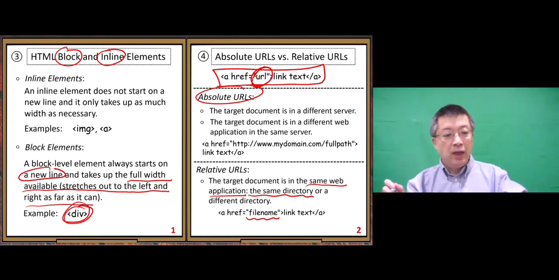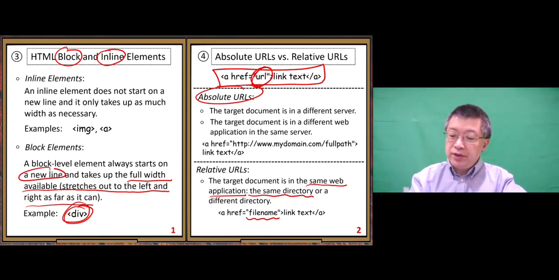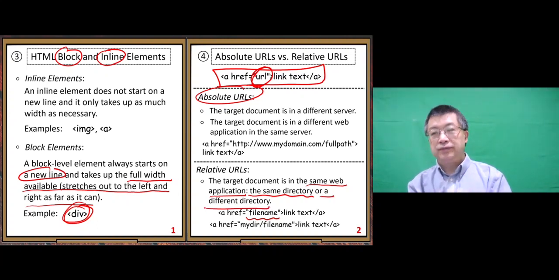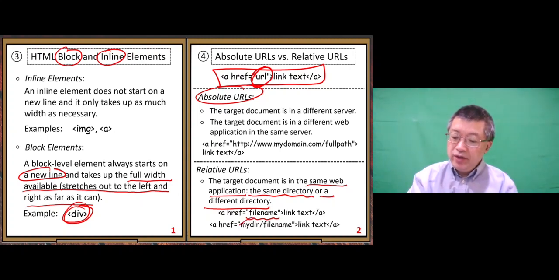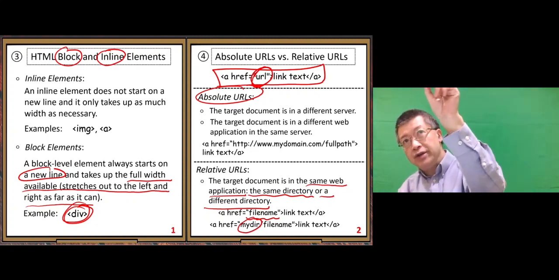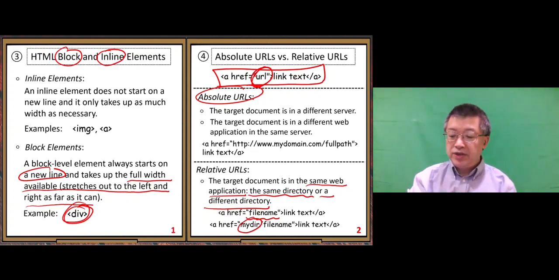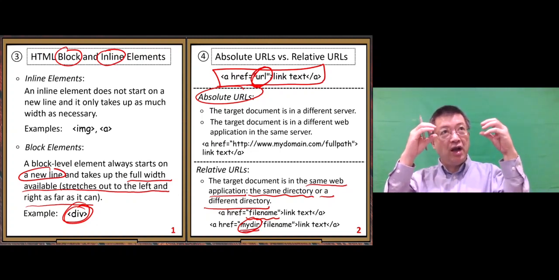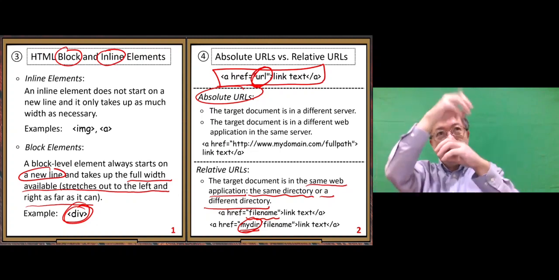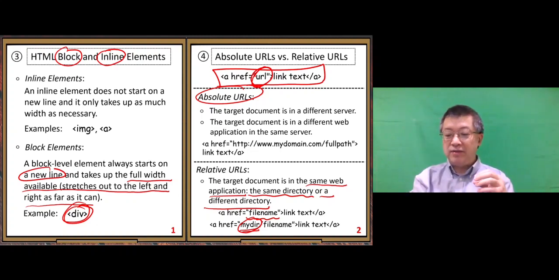The second case is a different directory, for example my dir. We need to go to that directory first. But this directory and the current document should be under the same parent directory. Then you can specify my dir, then the file name.